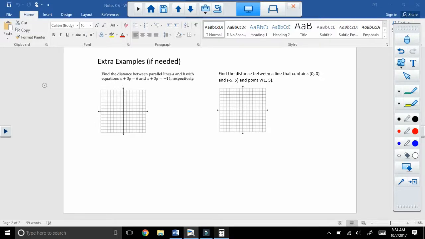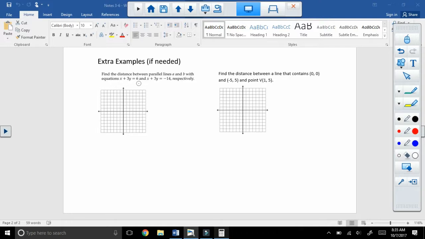Okay, for these, I didn't have enough space on here to write out all the directions. If you wanted to do these on a separate sheet of paper, you could, or if you can write small, that's fine too. I want to find the distance between these parallel lines. So this is actually like the second example that we did.